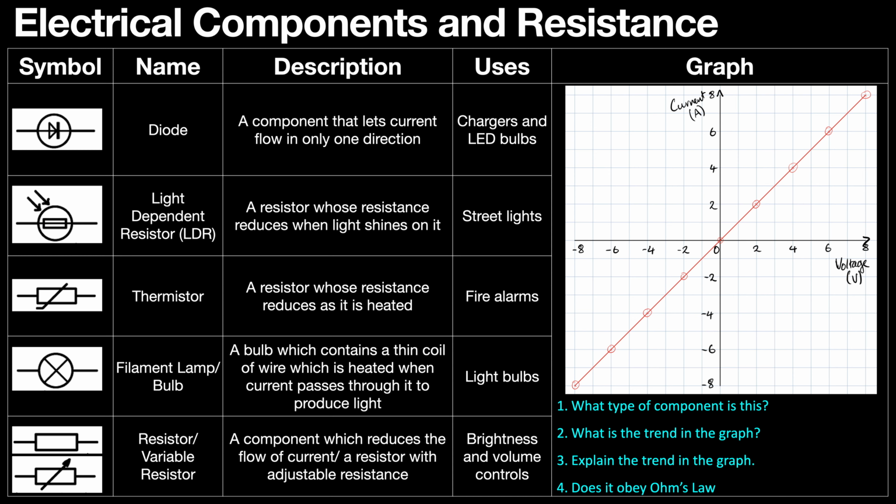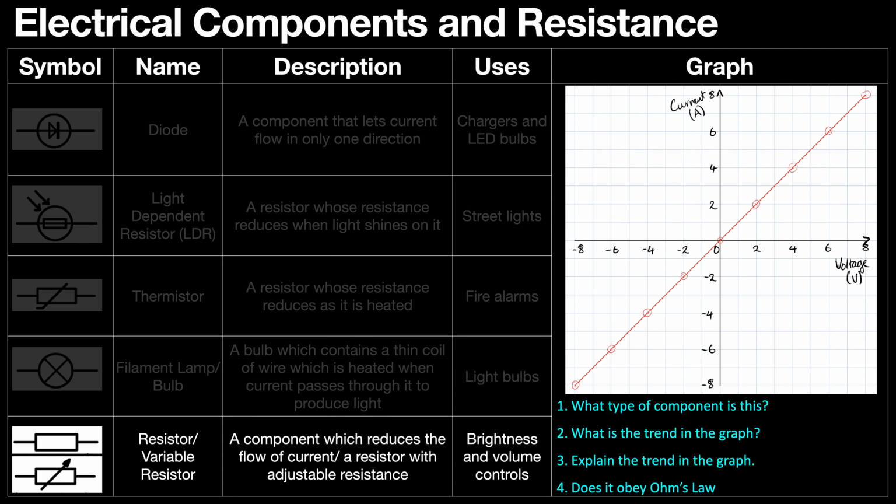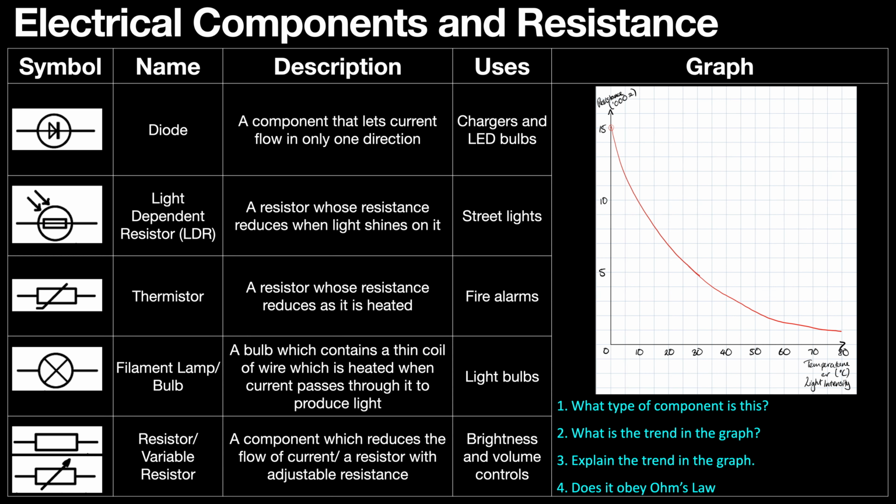Next, we have another graph. Pause the video and see if you can figure it out. This component is a resistor, and we can see that current and voltage are directly proportional. As voltage increases, so does current, and as voltage decreases, current decreases as well. And this resistor does obey Ohm's law. One more final graph. Pause the video and see if you can figure it out.